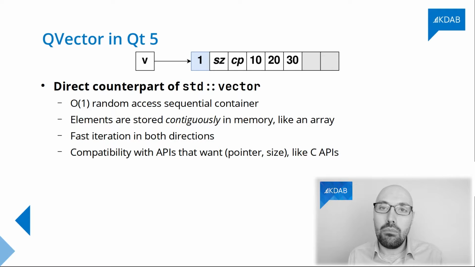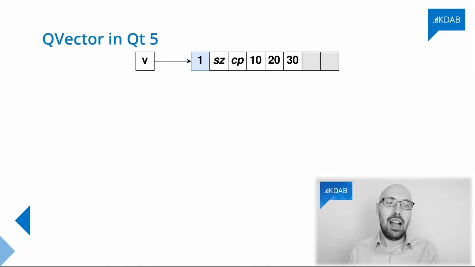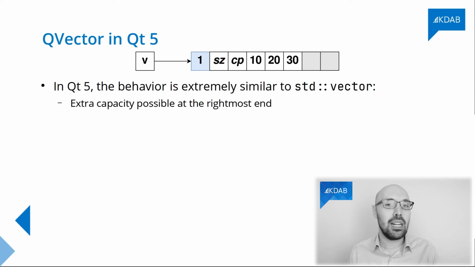Okay, so when to use it? If you just need to store a sequence of elements, a sequence of objects, QVector should be your default choice. Just like standard vector is pretty much the default choice in the C++ world. How does a QVector look like in memory? It looks pretty much like the diagram which is on this slide. As you can see, QVector is, as I said, just a pointer. It points to its pimpl. Inside the pimpl, you've got reference counter, some bookkeeping, and the elements, which are contiguous in memory. But as you can see, there is some leftover extra capacity, which is possible to have at the right end.